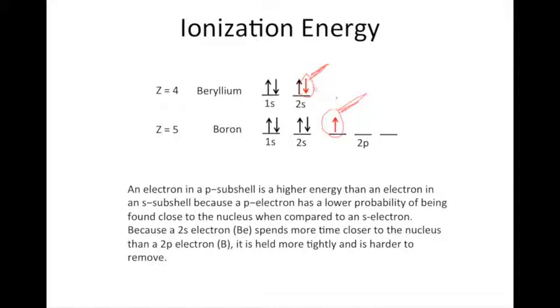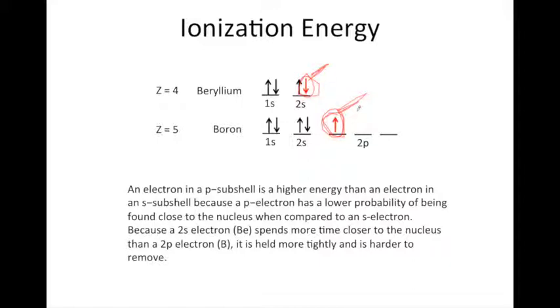That's because of the shapes of these orbitals. Remember, s orbitals are spherical, and so therefore the electron is going to be closer to the nucleus. It's going to have a higher probability of being closer to the nucleus than an electron in a p orbital. And so when you have electrons in s orbitals, because of the shape of the orbital, there's a higher probability that this electron here in beryllium is going to be closer to the nucleus, and a lower probability that this electron in boron would be closer to the nucleus. So therefore, since this electron is closer to the nucleus, it's going to be harder to remove than the electron in boron.